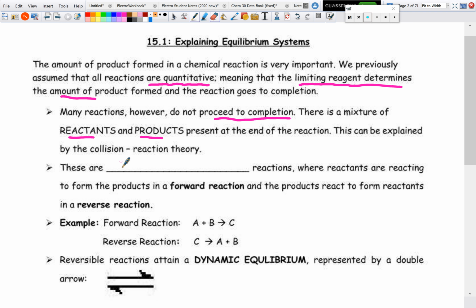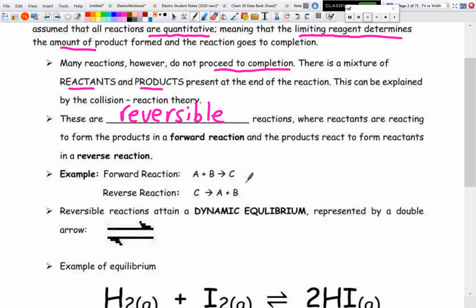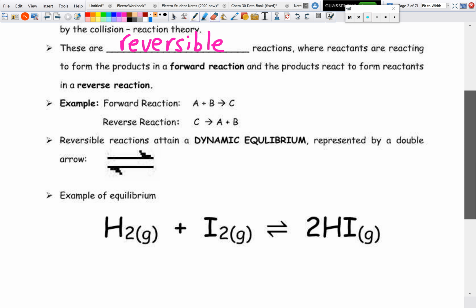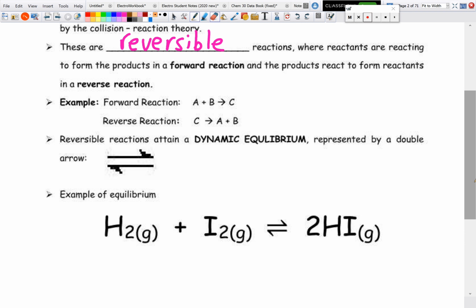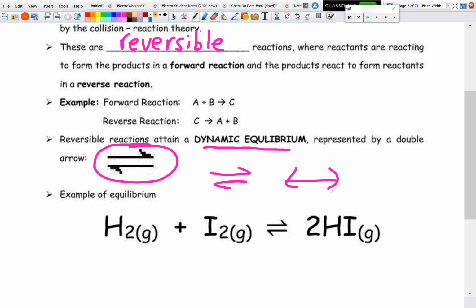So what we end up getting is that these are reversible reactions, where reactants are reacting to form the products in a forward reaction, and of course the products can react to form reactants in the reverse reaction. For example, right here we can get a forward reaction, A plus B producing C, or C can decompose and then produce A and B. In order to show that both these processes can happen, we have dynamic equilibrium, and we're going to use a double arrow. I normally write it like this. You can see it like that as well. As long as you see a double arrow pointing in two directions, we know that equilibrium has been established.